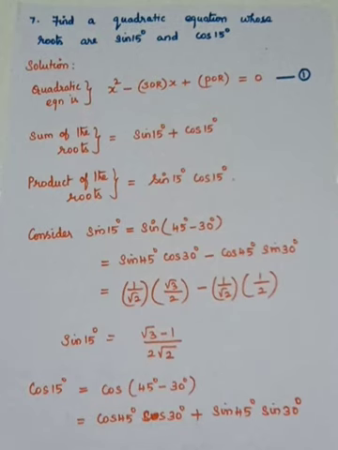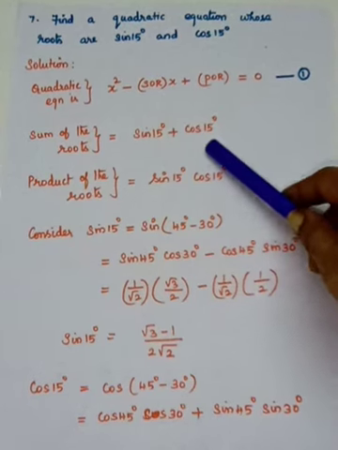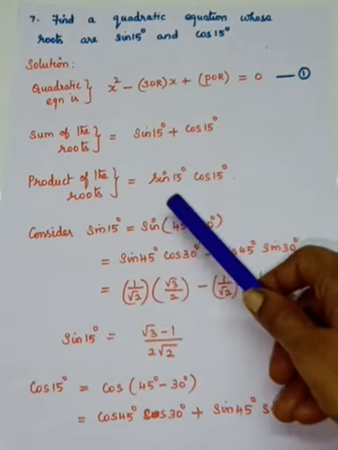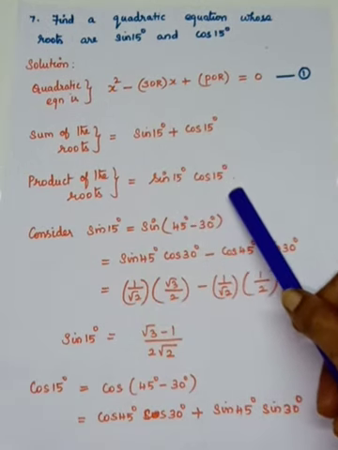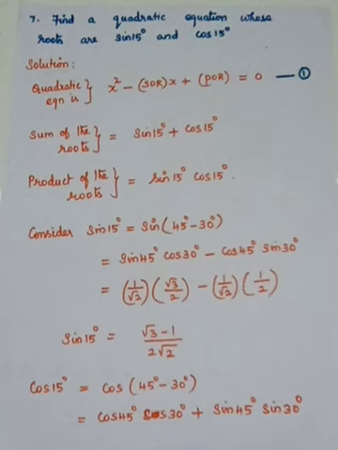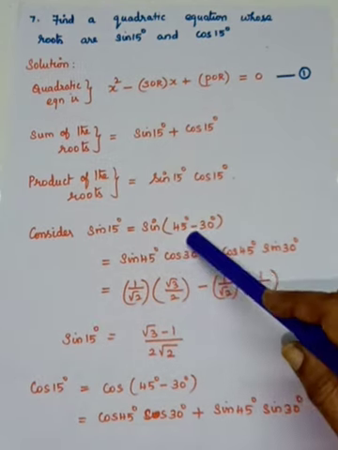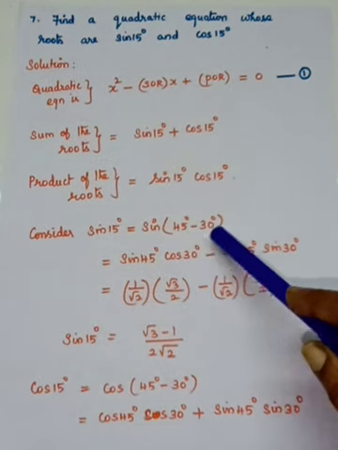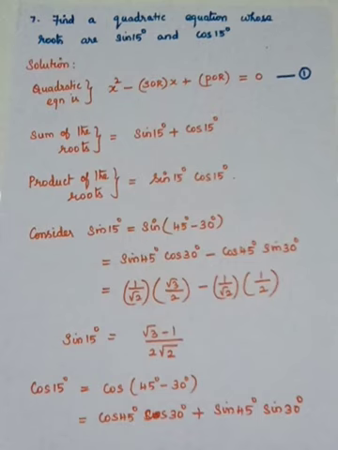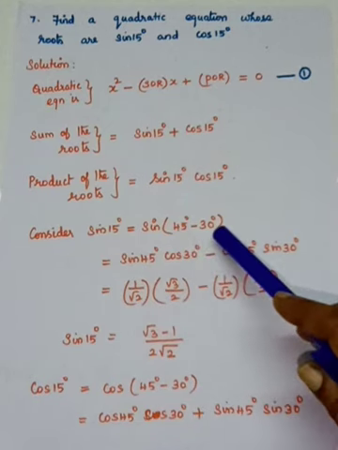Okay. So in that, sum of the roots. What are the roots here? You are having sin 15 degree and cos 15 degree. So you have to add it. This is the sum of the roots. And the product of the roots is sin 15 degree into cos 15 degree. So first we have to find the value of sin 15 degree. The sin 15 degree can be written as 45 degree minus 30 degree, because for 45 degree and 30 degree we know the values of sine, cos and tan. So 15 degree can be written as 45 degree minus 30 degree.